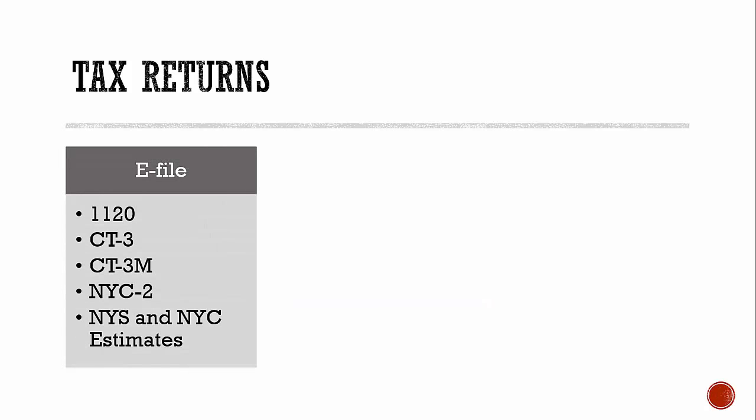Now we get into the question of what can be e-filed and what cannot be e-filed. So here's the list of forms that can be e-filed. The 1120, the CT3, the CT3M, the New York City 2, and all the New York State and New York City estimates can now all be e-filed as of today in 2018.